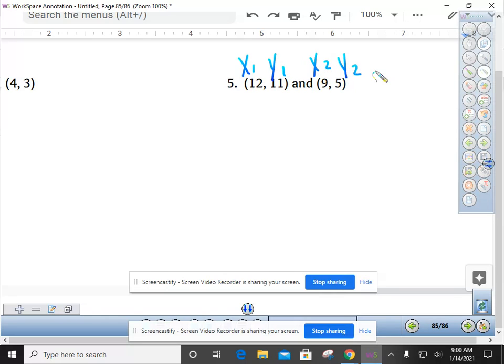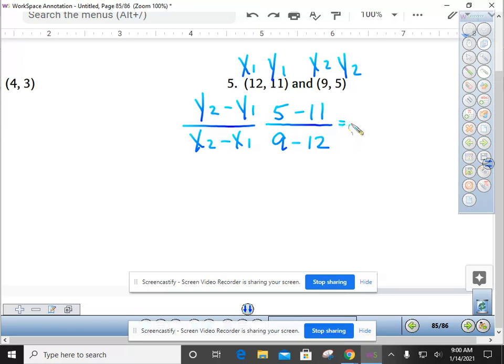If you are online, and you do not have this printed, you can write this part on notebook paper. And I will expect to see that when it's due. What is the formula? Y2 minus Y1 divided by X2 minus X1. Perfect. And the formula? 5 minus 11 divided by 9 minus 12.